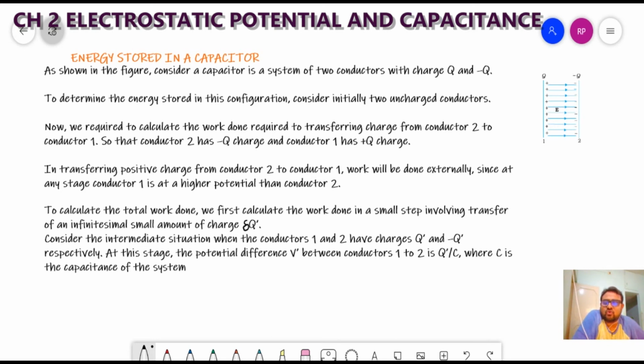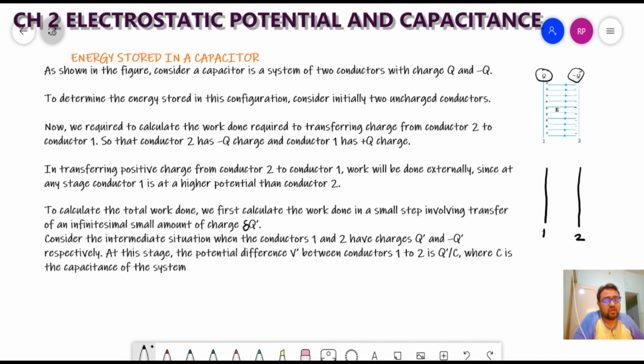Now, energy stored in a capacitor. Now, you can see here in the figure, it is a capacitor, a system of two conductors with charge Q and charge minus Q. This is plus Q and that is minus Q. Now, to determine the energy stored in this configuration, first consider initially two uncharged conductors. Means I will take conductor 1, conductor 2 as uncharged conductors.